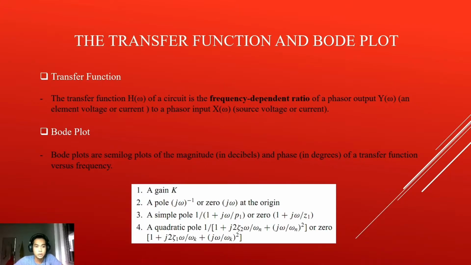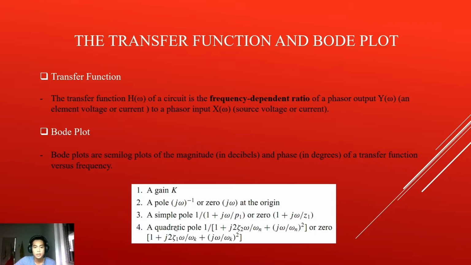The transfer function H(omega) of a circuit is the frequency dependent ratio of a phasor output Y(omega), an element voltage or current, to a phasor input X(omega), which is source voltage or current. So what is Bode plot? Bode plots are semi-log plots of the magnitude in decibels and phase in degrees of a transfer function versus frequency.